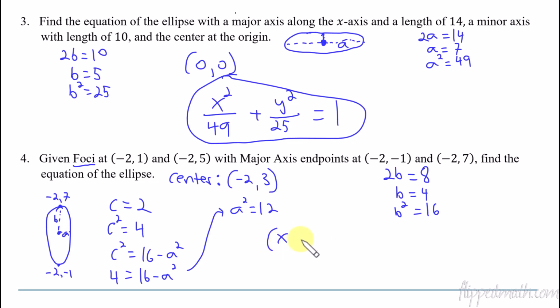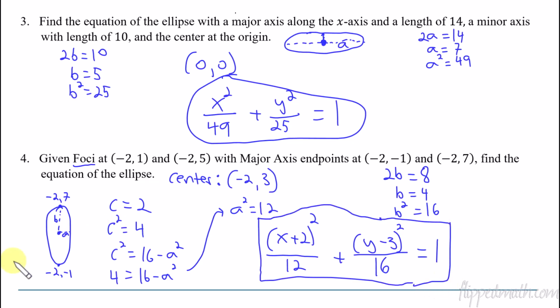So I have x plus 2 for the center, quantity squared, over something, plus y minus 3 because of the center, quantity squared over something, equals 1. And then what's my somethings here? So the larger number, the a squared and the b squared, the larger one has to go under the y because that's up and down under the y, so 16. And then the 12 will go underneath the x, and there is your equation.